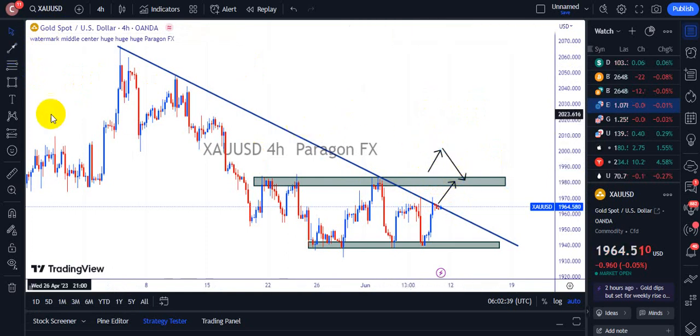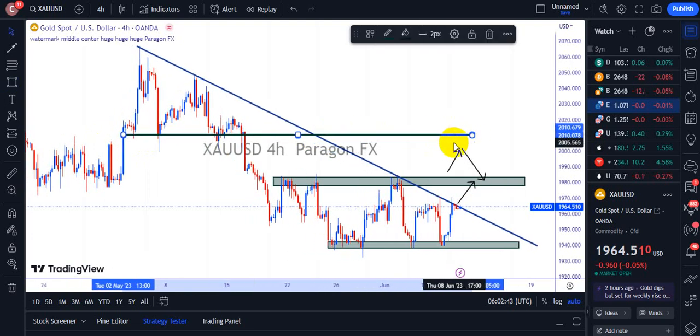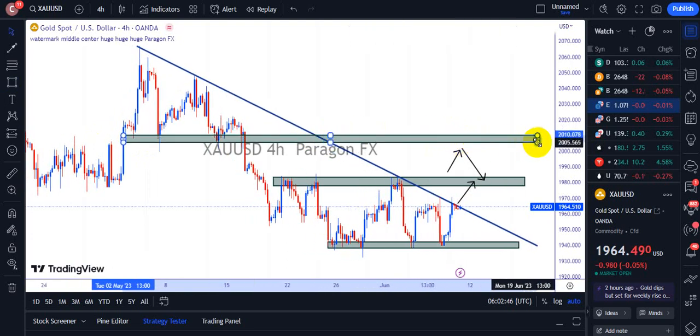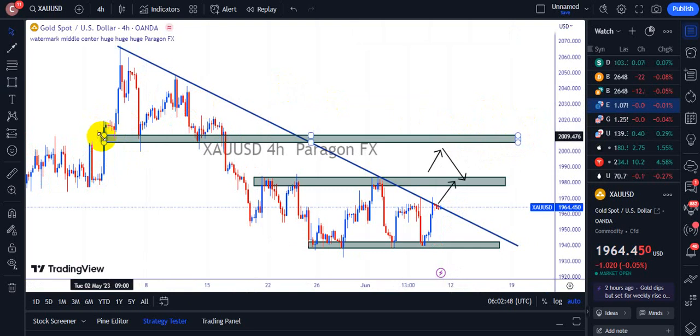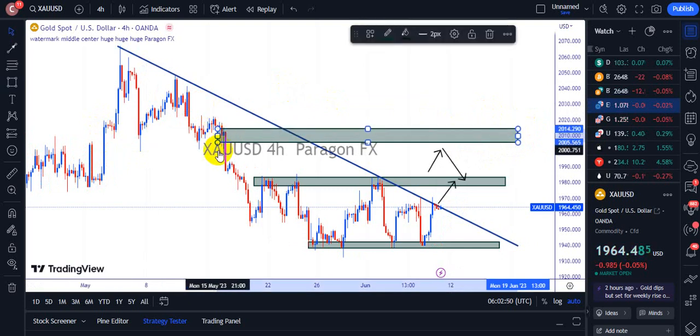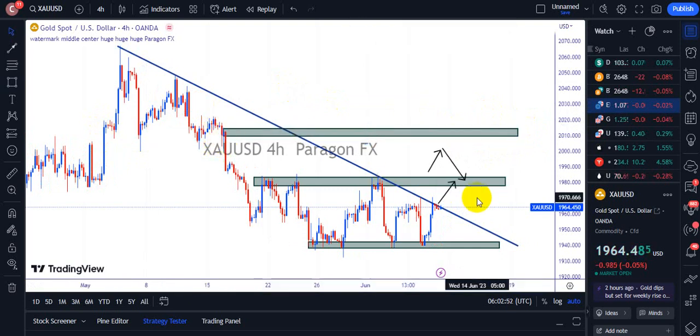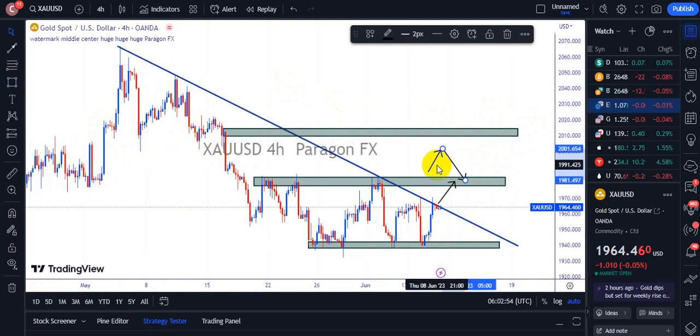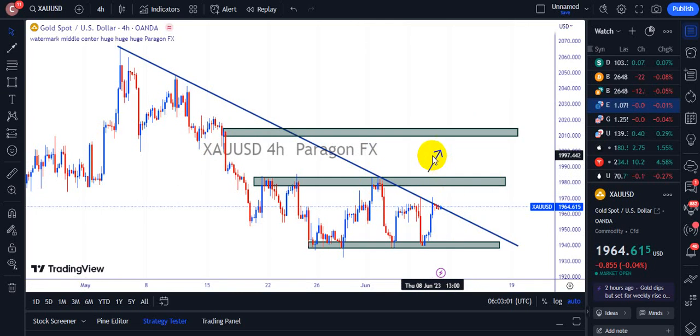break, then this is the supply. 2010, as I mentioned in D1 time frame. These are the main zones. These are the main zones in gold. 1, 2, and 3.